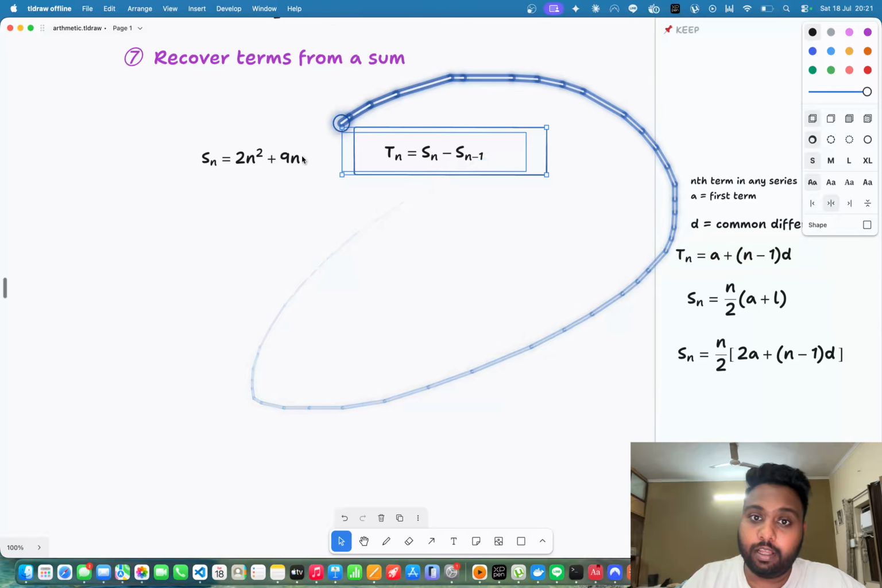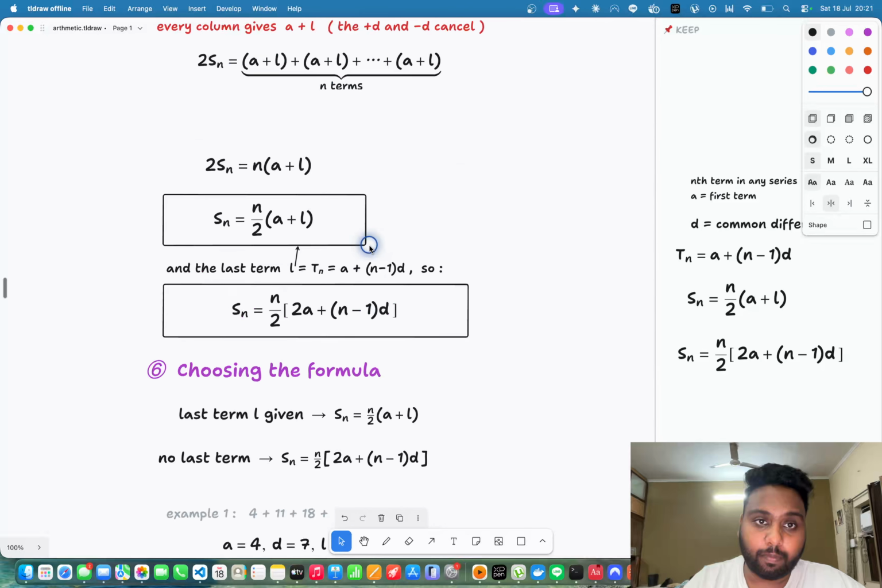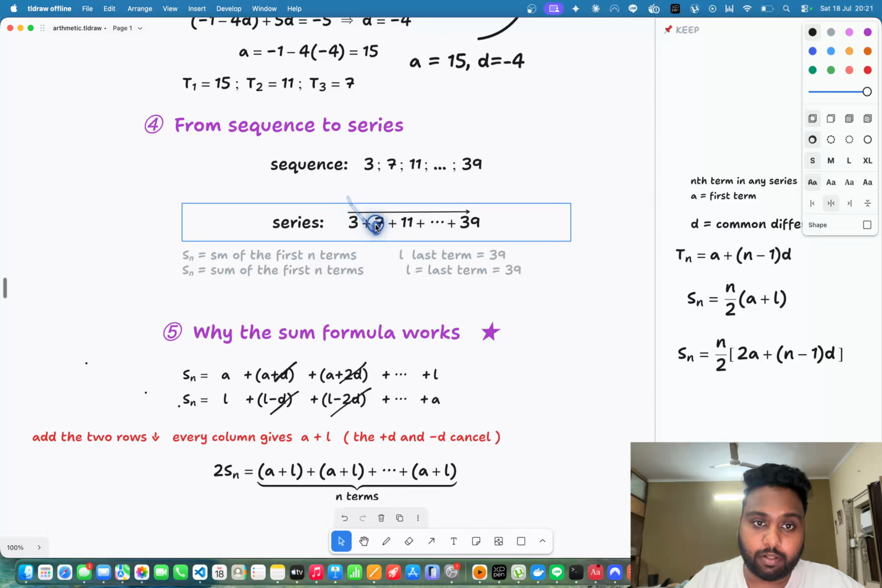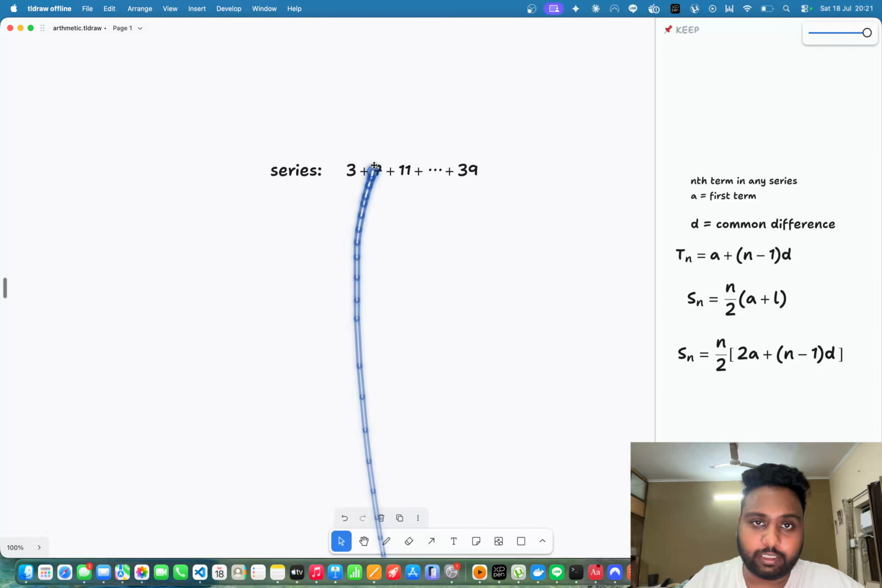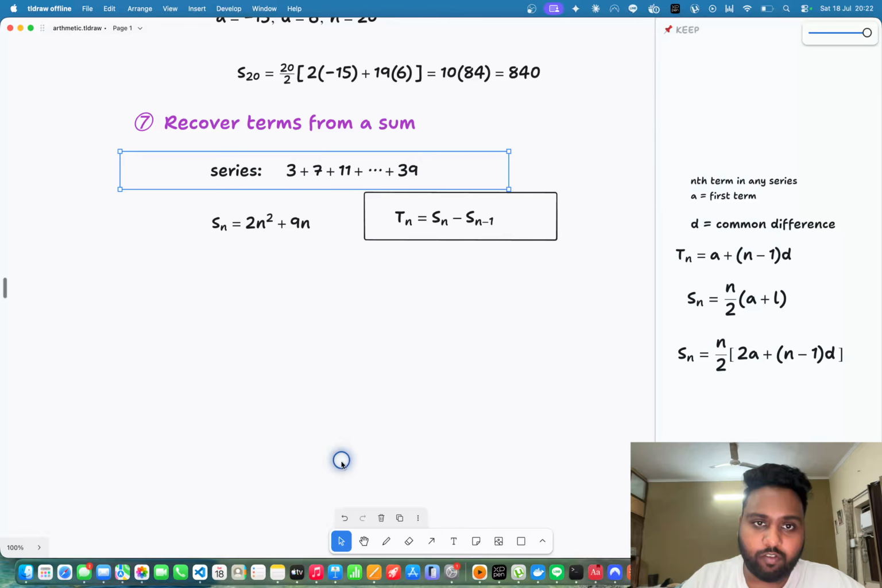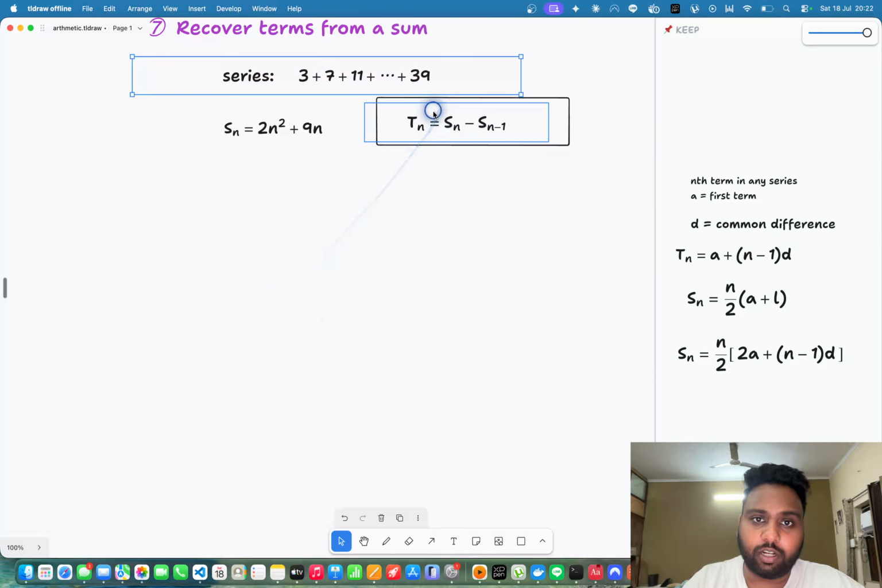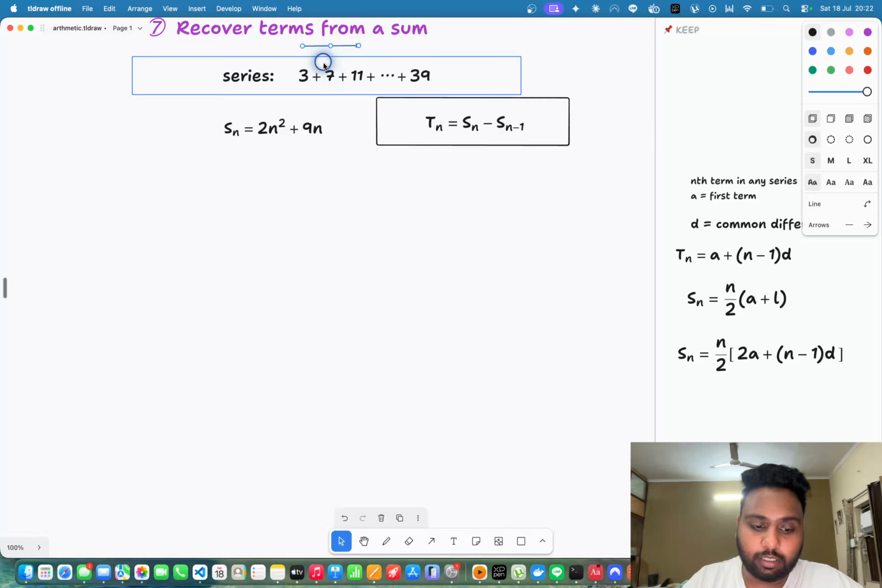It's that if we have an arithmetic series like this one, okay, let me pull it out from the examples. If we have an arithmetic series like this one, then T of n is always going to be the sum of the terms minus the sum of the terms in n minus 1.